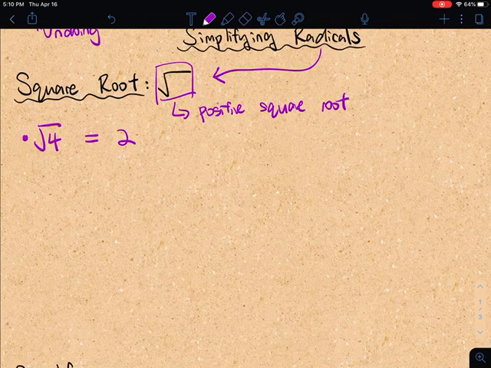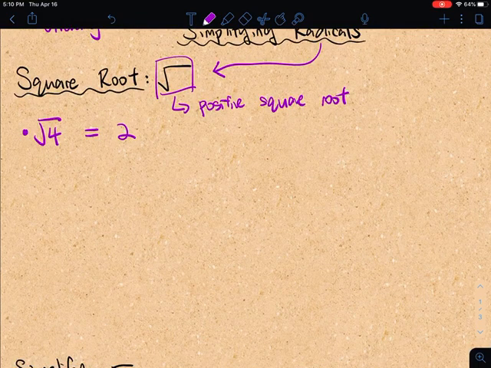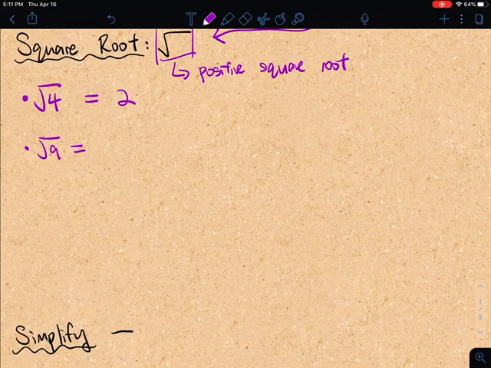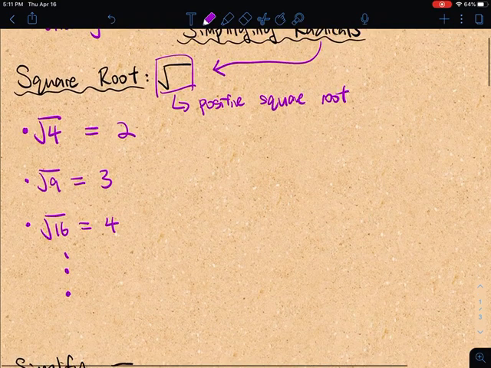Okay, so whenever you see the square root of a number, we're always going to take the positive root. Okay, so a few more examples. Let's say I have the square root of 9. One number times itself is 9. In this case, that's 3. And then so on. I can take the square root of 16 as well. That's going to be 4.